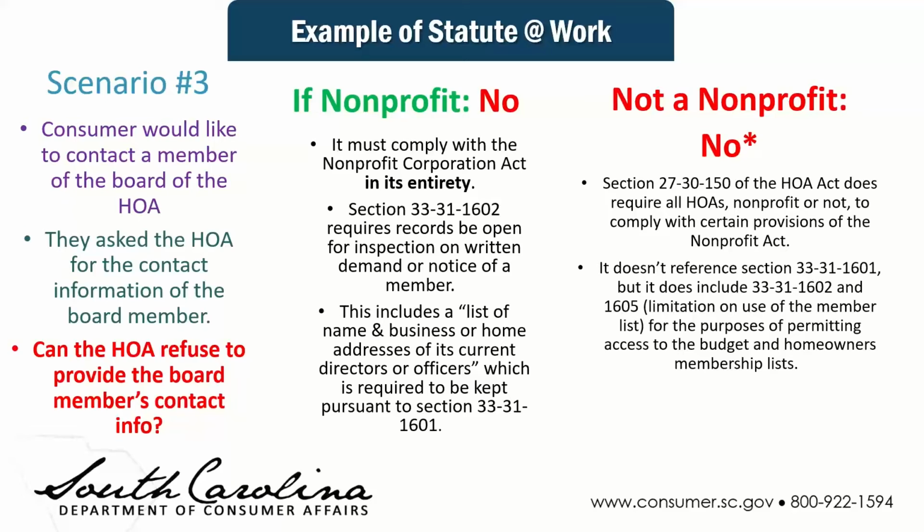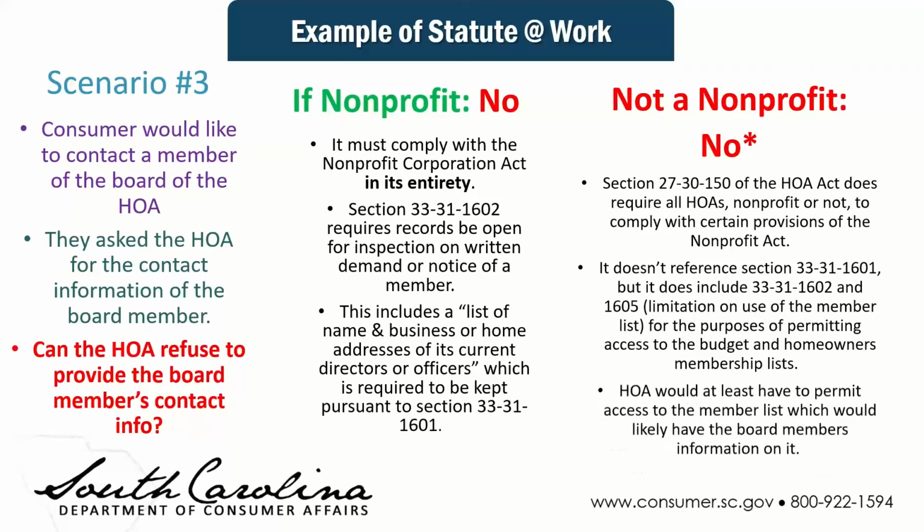And it also includes 1605, which is a limitation on the use of the members list for purposes of permitting access to the budget and homeowners membership lists. So I guess at a minimum, the HOA would at least have to permit access to the membership list, which would likely have board members' information on it. But again, that may be a question for a private attorney if you're looking to go into any specific detail into it. Although it's important to note that the way that a member requests this type of information is through written notice or written demand at least 5 business days before the date on which the member wishes to inspect and copy the records.